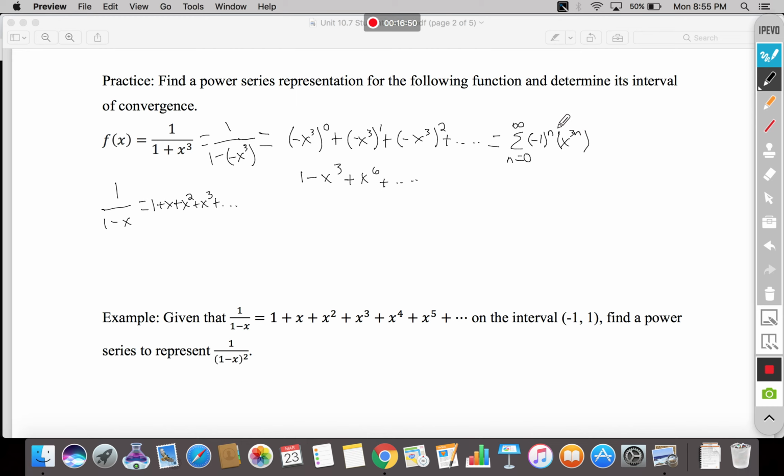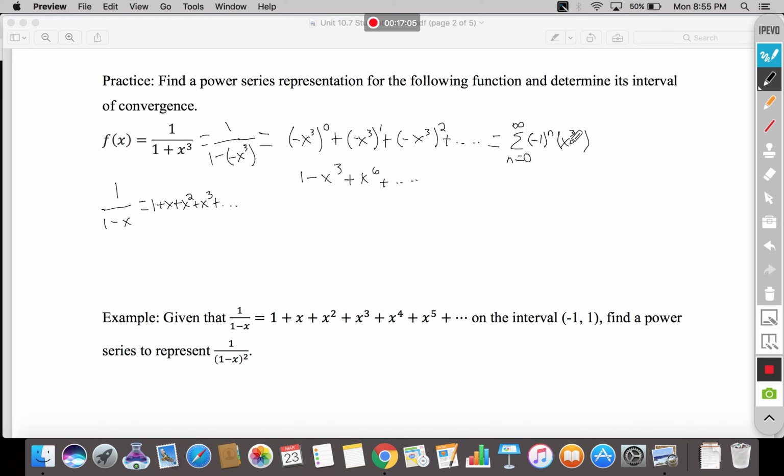If I plug in 0, I get negative 1 to the 0 times x to the 0. So that gives us 1. Now n equals 1, negative 1 to the 1 times x to the 3. There we go. Great. So that would be my power series representation then.